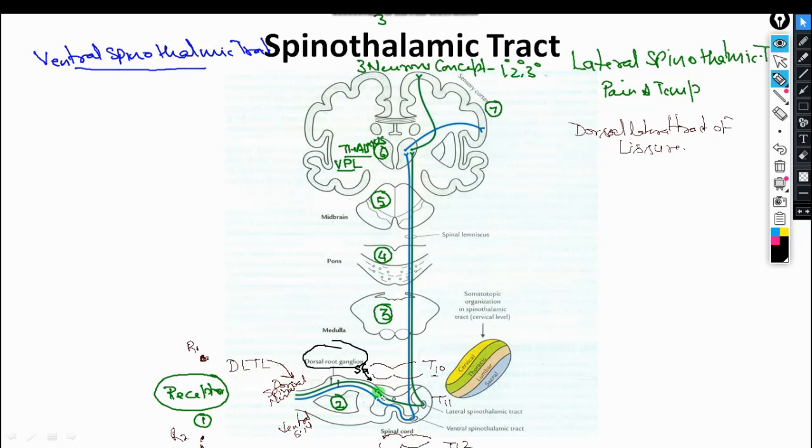Now from here the second order neuron starts. This second order neuron runs exactly in front of this central canal. You can see this round structure; this round structure is the central canal.